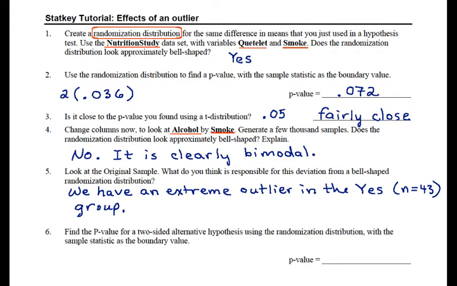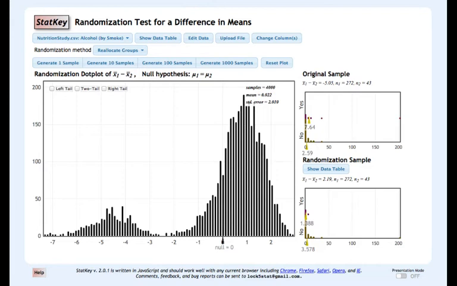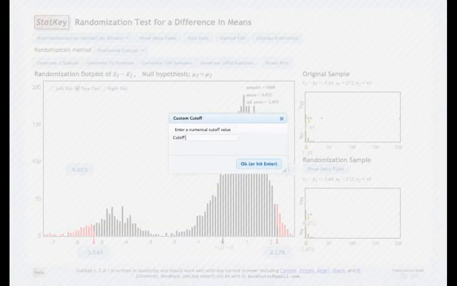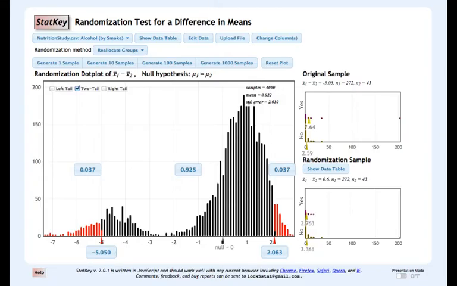So let's go ahead and find the p-value using a two-sided alternative hypothesis, using this randomization distribution, and using the sample statistic that we can find there also as our boundary value. So that sample statistic is x1 bar minus x2 bar equals negative 5.05. So hitting two-tail, and I'm going to overwrite the negative value because that one is closer to my sample statistic.